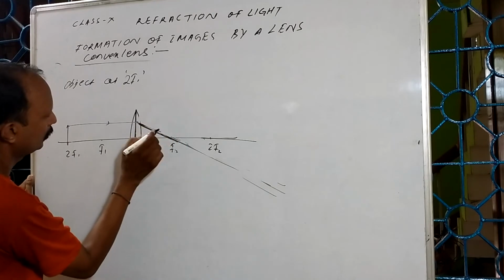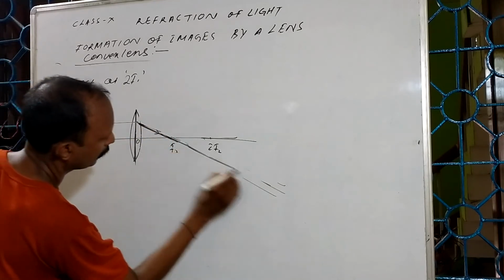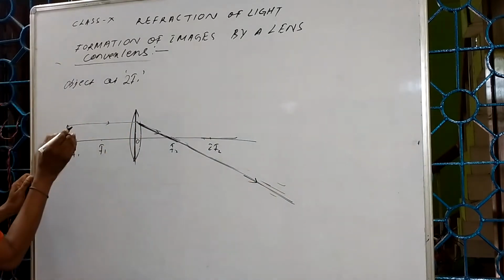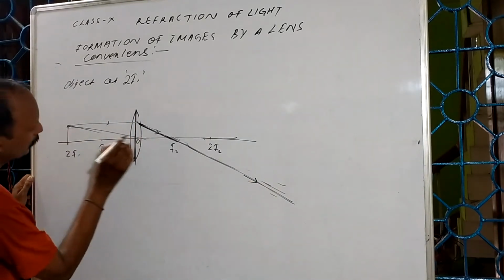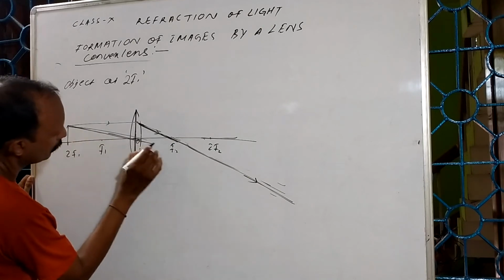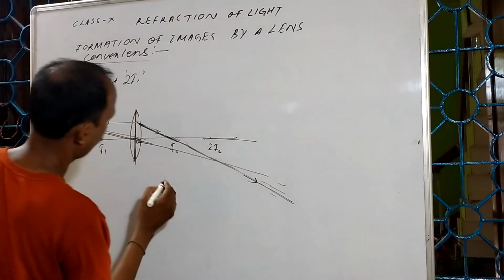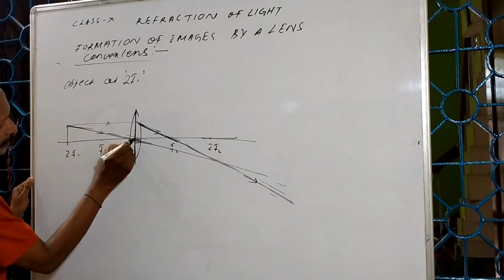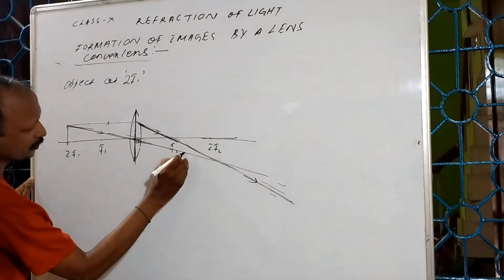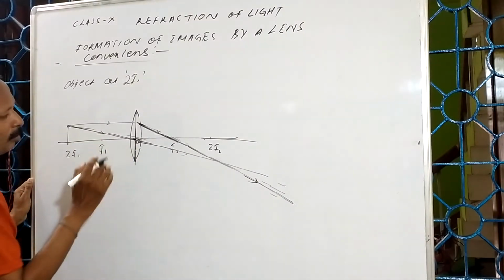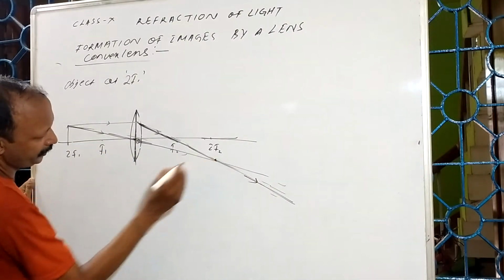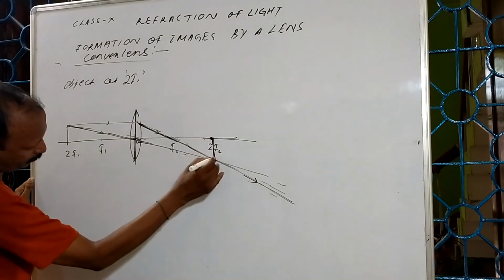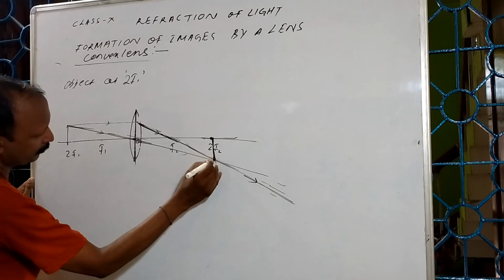This is the refracted ray. Now from here, this ray is the incident ray. It is incident at the optic center. It passes through the optic center without changing direction. So it is meeting here. From here you draw the perpendicular.